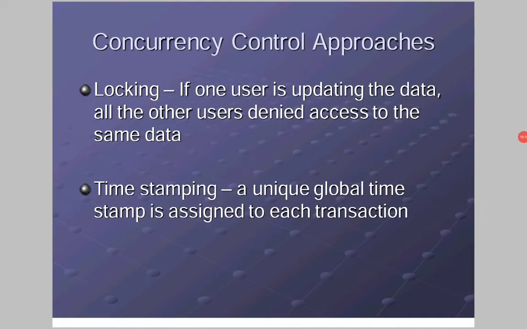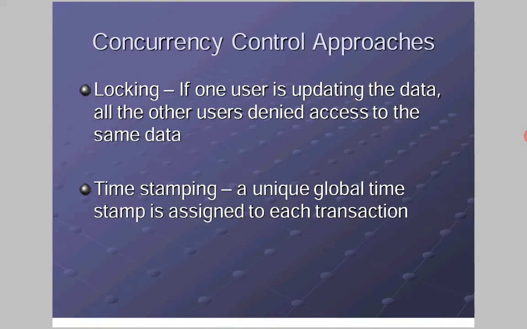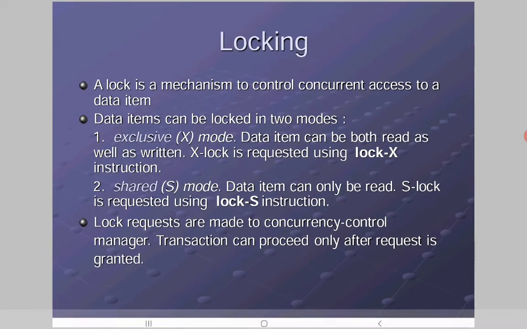So how to control concurrency? The first one is locking, by using locking techniques or locking algorithms. The second one is timestamping, by using the timestamping technique. Also, we may control concurrency in any DBMS or RDBMS. So locking is a mechanism to control concurrent access to a data item.